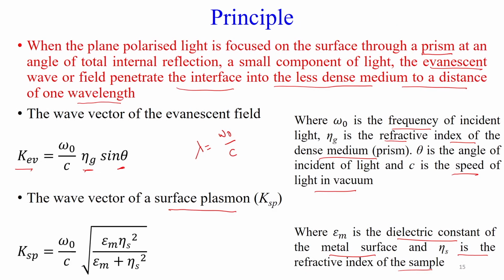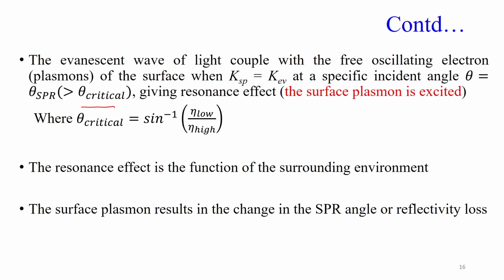So, we know the refractive index of the individual media, so we can calculate the value of critical theta, and the theta SPR should be less than that of the critical theta value. Again, this resonance effect also depends on the surrounding environment. It may be the buffer you are taking, the temperature, the ionic strength, which is ultimately going to affect the property of the adsorbed layer.